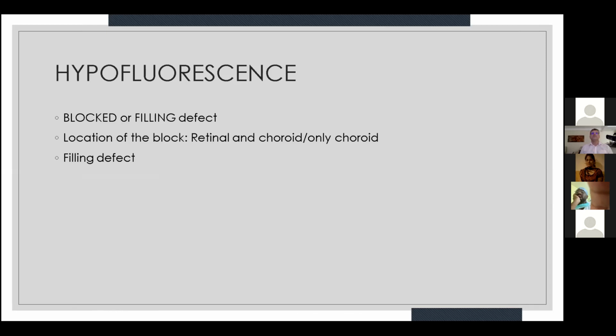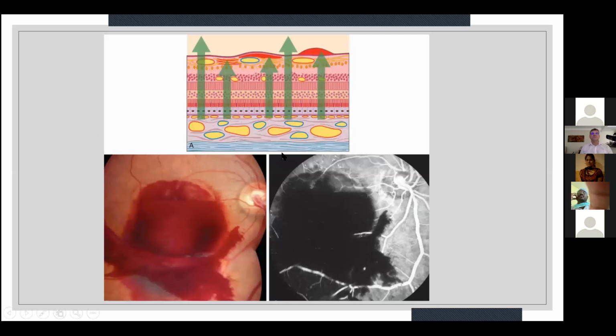Hypofluorescence is again of two types. Either it is because of a blocked fluorescence or a vascular filling defect. When we know it is because of a blocked fluorescence, we have to rule out whether it is pre-retinal, blocking both the retinal and the choroidal, or subretinal, blocking only the choroidal. Then for the vascular filling defect, find out which branch or vessel has been blocked, leading to hypofluorescence. So this is a schematic diagram showing us a hemorrhage in the RNFL, pre-retinal.